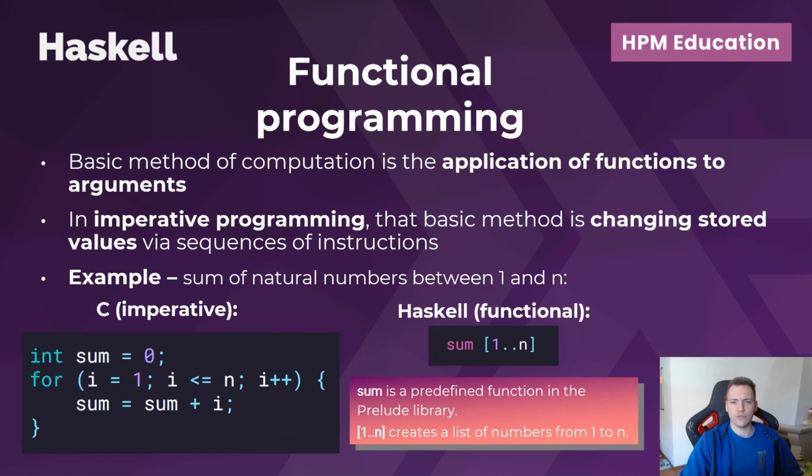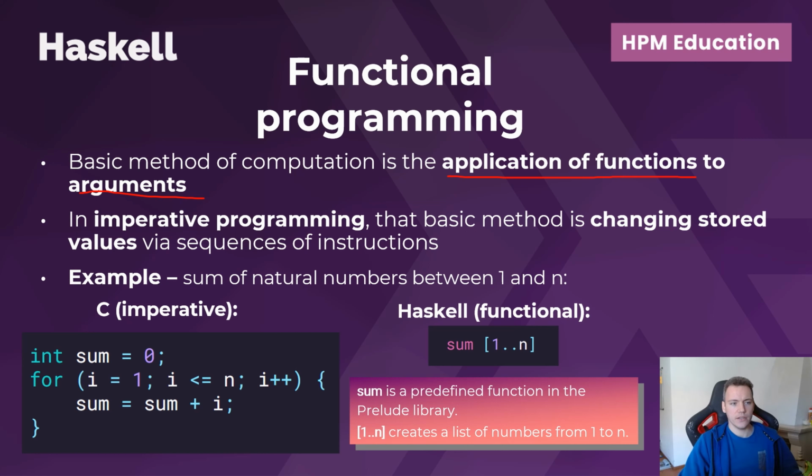So now that we have a very basic understanding of functions in Haskell, let's talk a little bit about functional programming in general as a programming style. In functional programming, the basic method of computation is the application of functions to arguments. In general, this means that a functional program, once run, will trigger a sequence of functions being applied to one another to finally get to whatever the program is supposed to do.